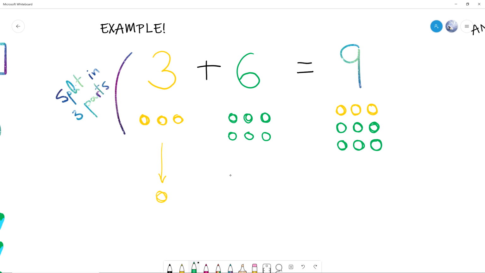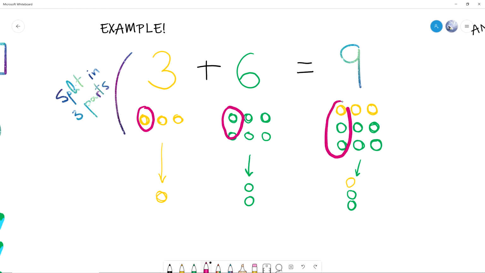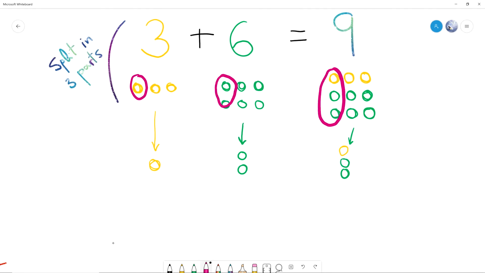And if I split 6 cupcakes in 3 parts, how many cupcakes will I get? 2. And if I split 9 cupcakes in 3 parts, how many do I get? 3. And what happened here is that I split this in 3 parts. So I got a third of that, a third of this, and a third of 9, which is 3. Fantastic. So what does that give me? It gives me a new equation.